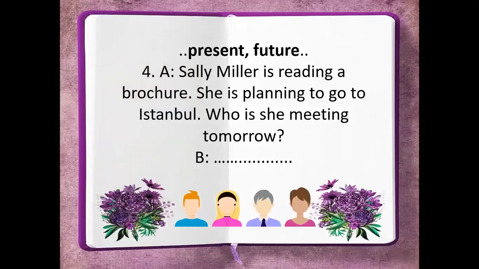Present, future. Sally Miller is reading a brochure. Okay, it's simple. Sally Miller is reading a brochure now, at the moment. She is planning to go to Istanbul. Who is she meeting tomorrow? It has got a future message. Although it is in the present continuous structure, it has a future meaning.